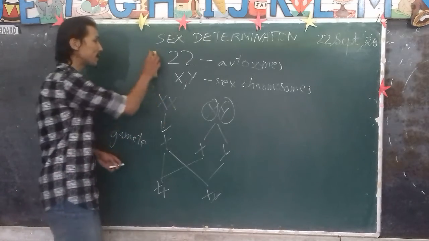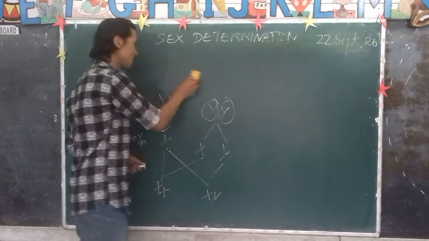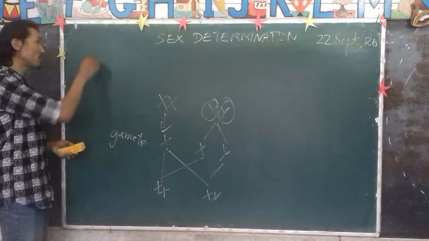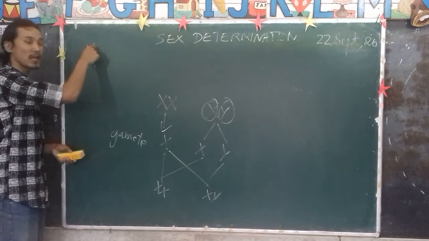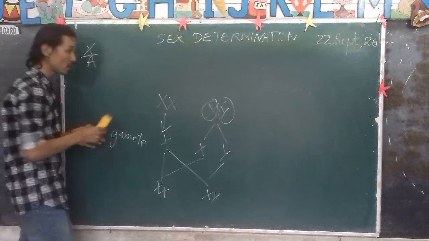Similarly, in Drosophila, that is your fruit fly, the sex chromosomes are also determined by X and Y. But in addition to X and Y, it is also determined by the X by A ratio. That means the ratio of the X chromosomes to the autosomes. I'll go into this in detail later.